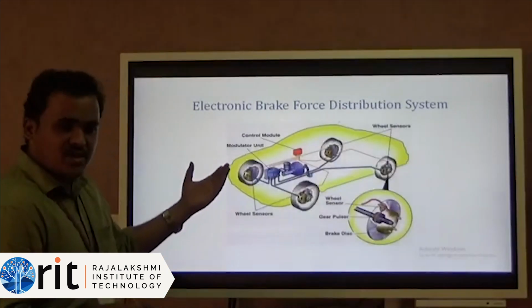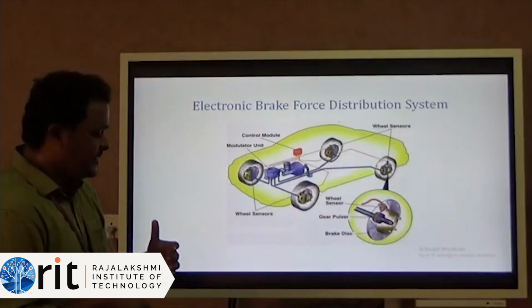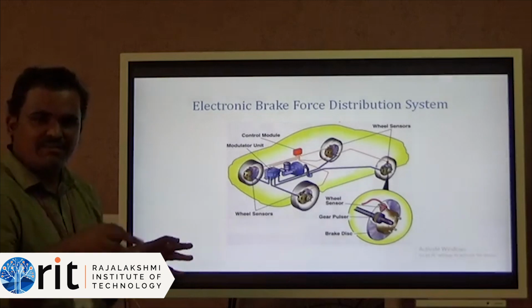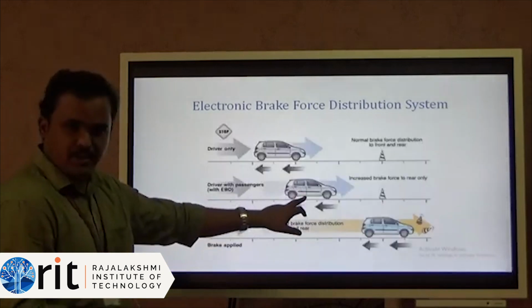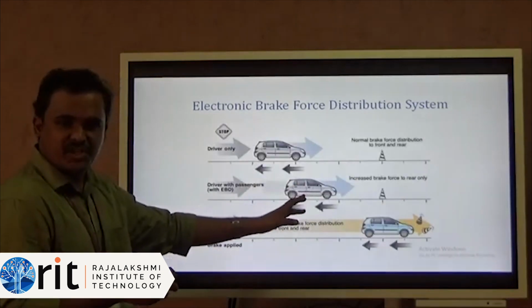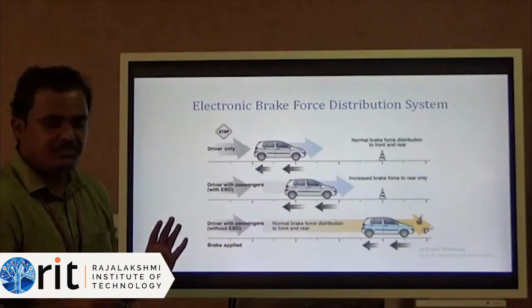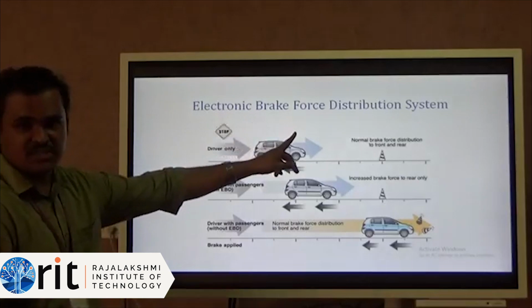So this force is measured then and there based on the weight carrying capacity of the vehicle. If the overall weight carrying capacity is attained in your vehicle, it will send the brake fluid pressure based on that, so that the vehicle can stop at any point of time. This is the electronic brake force distribution system.